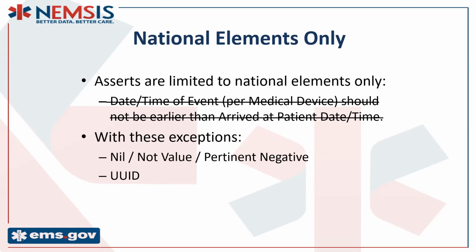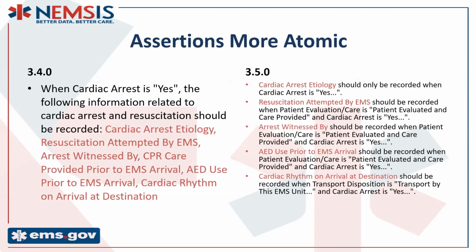There are two exceptions. We do have validation rules around nil, not value, and pertinent negative combinations, and those apply to every data element that has nils, not values, or pertinent negatives, even if it's not a national element. And second, the rules about UUIDs will apply to every group element that should have a UUID, regardless of whether it's a national element. As Clay mentioned, the assertions are being made more atomic.